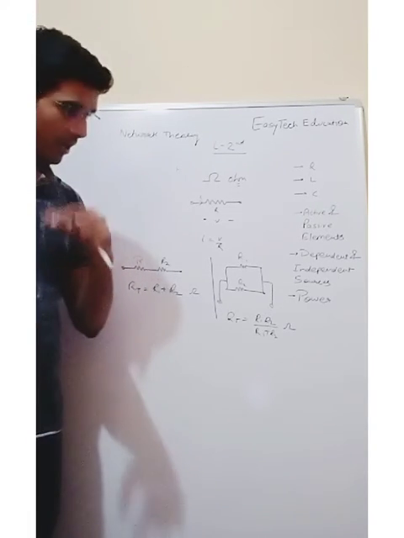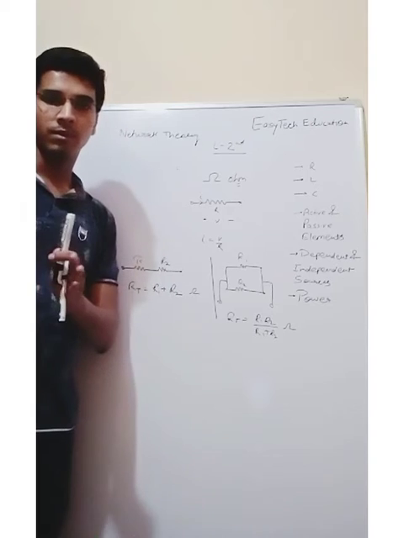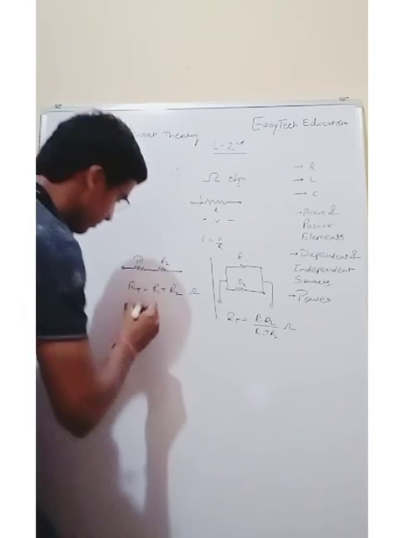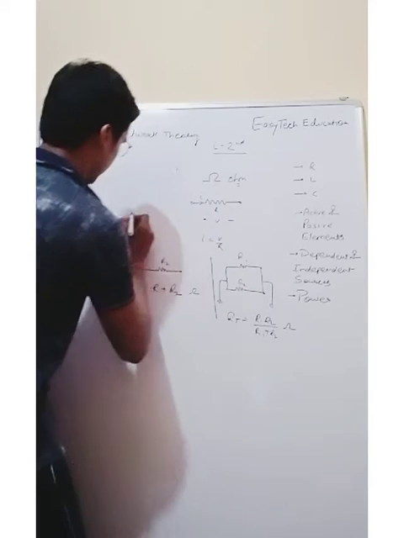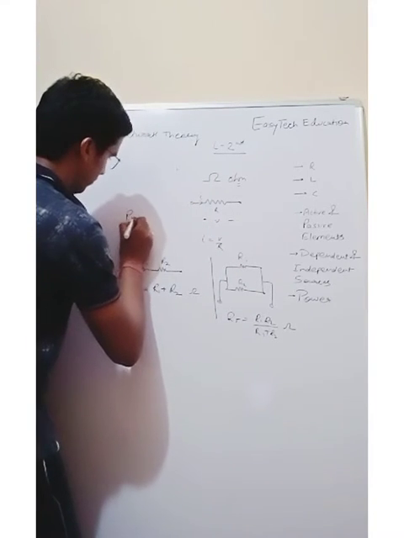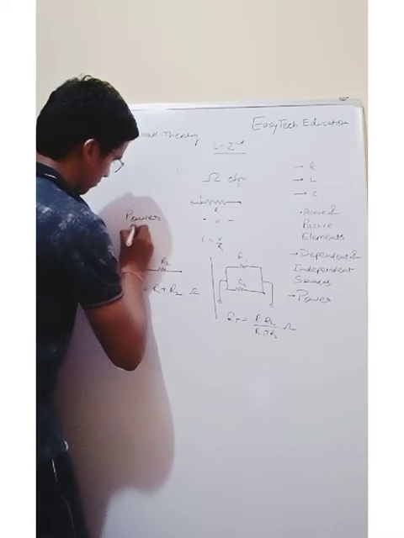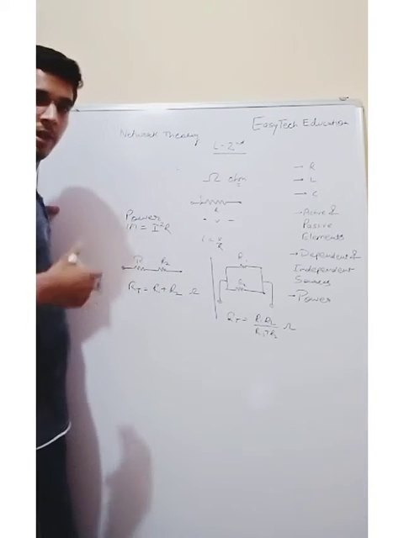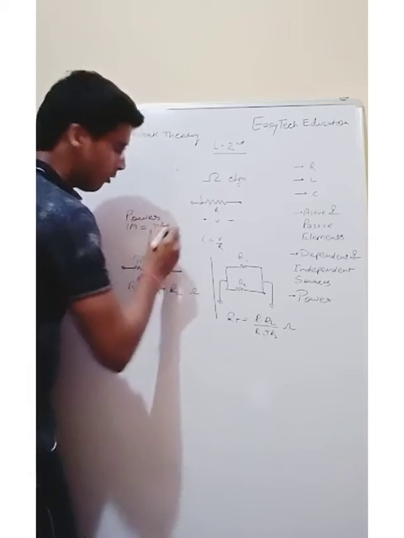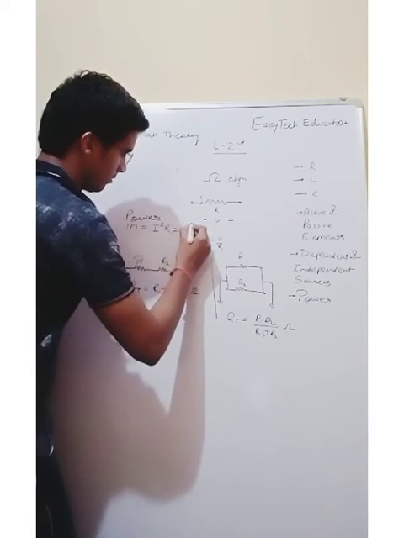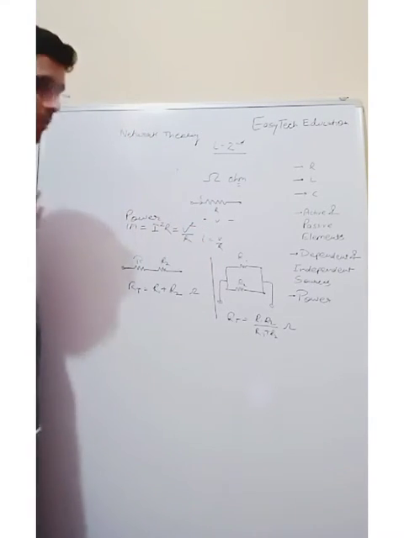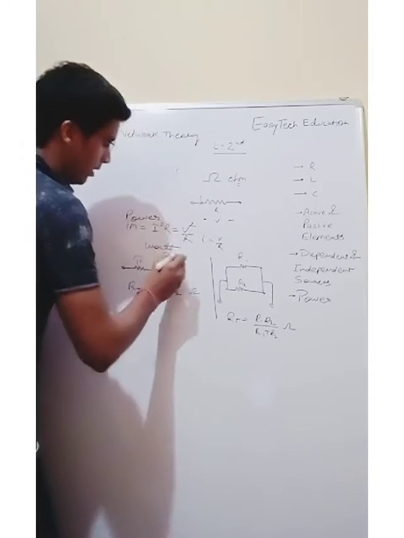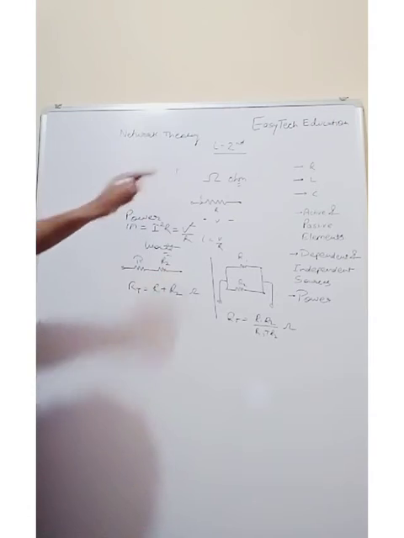Okay, whenever there is a current flowing through the resistance, how to calculate the power? It is I square R, or it can also be written as V square by R, and the unit of this power is always watt. So these are the basic elements about the resistance.